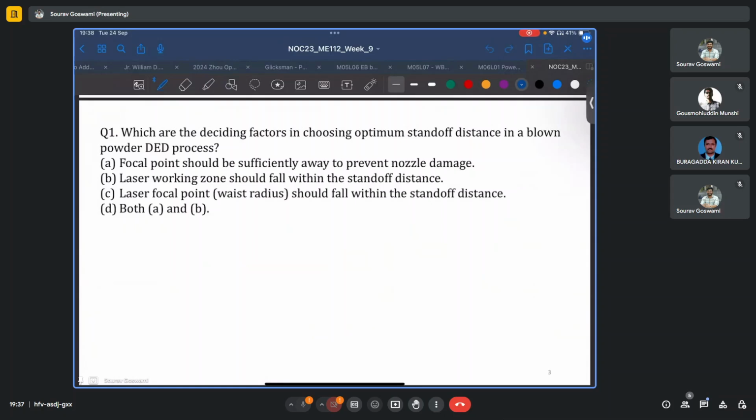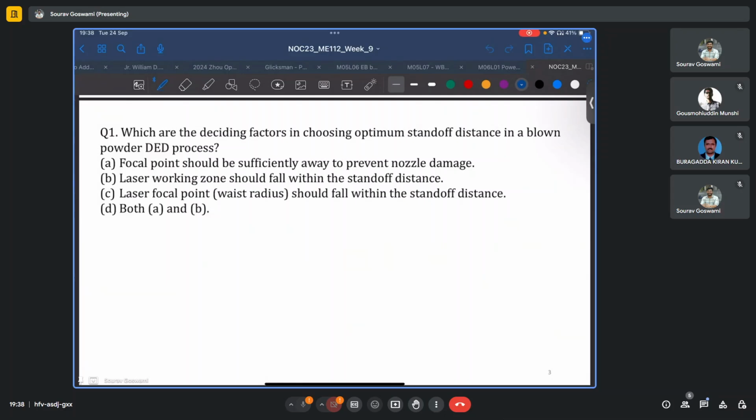So the first question: which are the deciding factors in choosing optimum standoff distance in a blown powder DED process? A blown powder DED process is just one of the names for your typical powder-based DED.